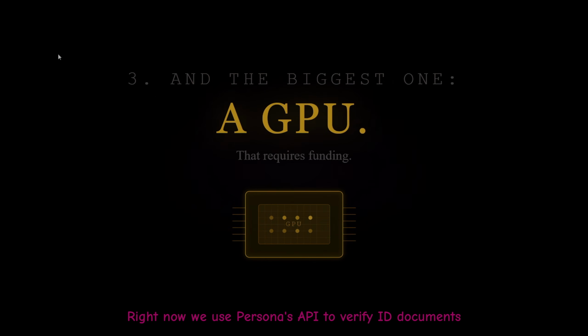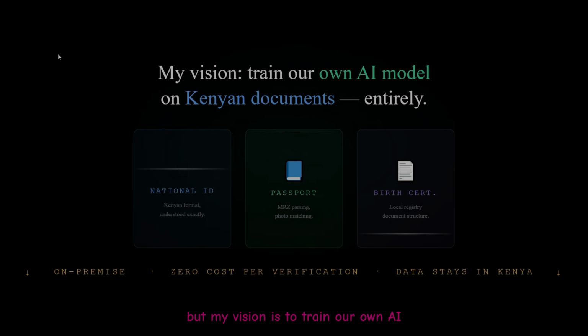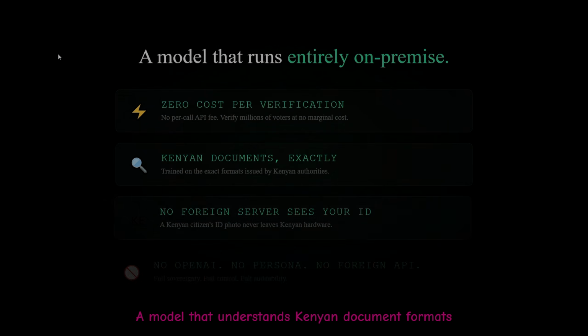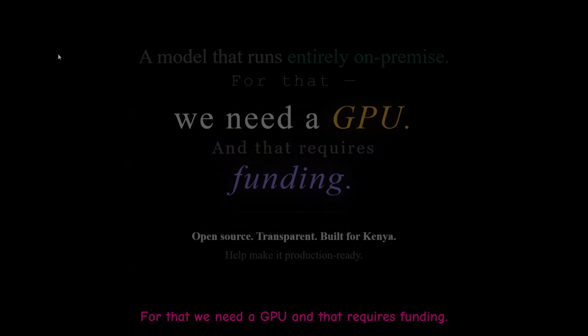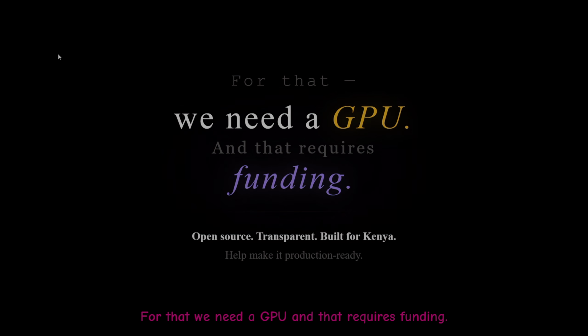Right now, we use Persona's API to verify ID documents, but my vision is to train our own AI model on Kenyan documents, national ID, passports, and birth certificates. A model that understands Kenyan document formats exactly, runs entirely on premise, costs nothing per verification, and never sends a Kenyan citizen ID photo to a foreign server. For that, we need a GPU, and that requires funding.